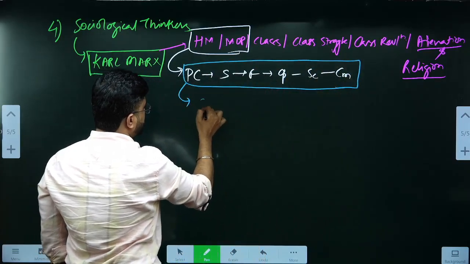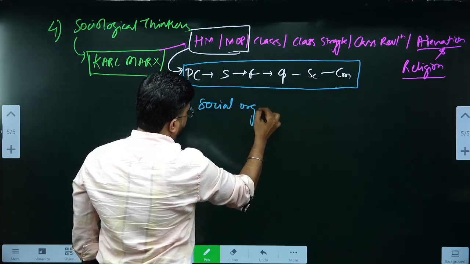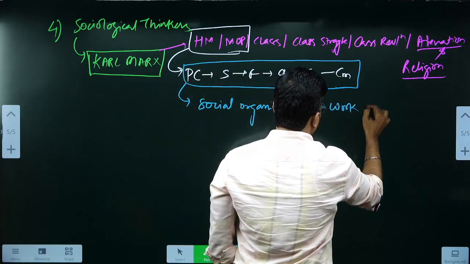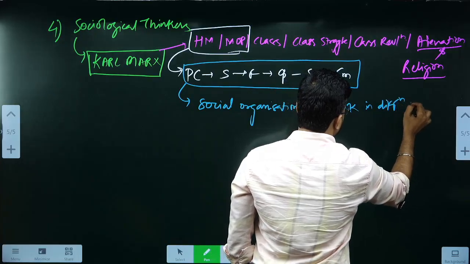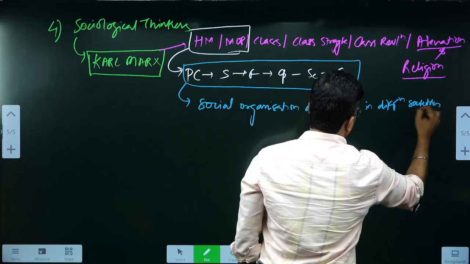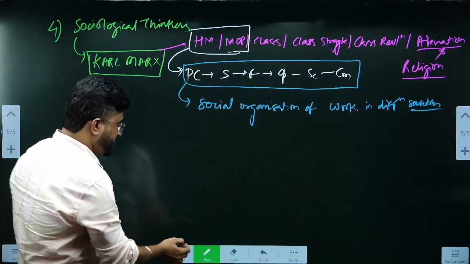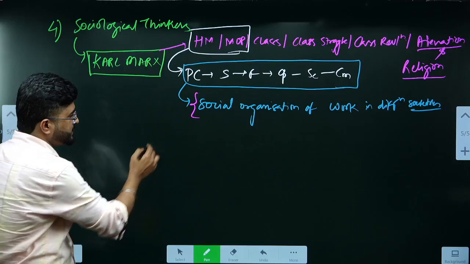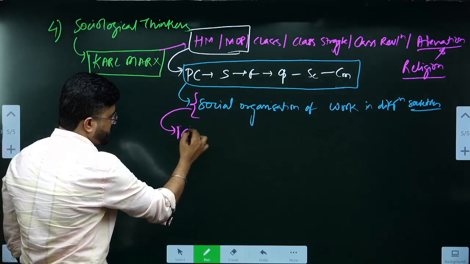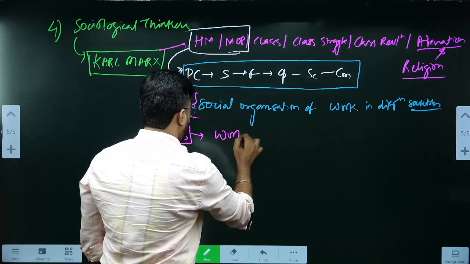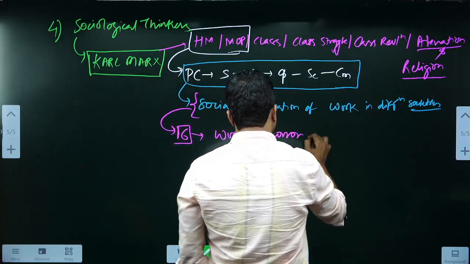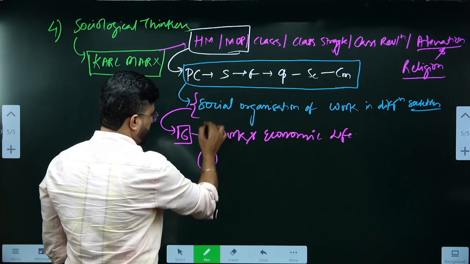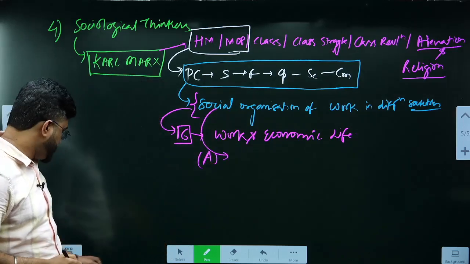Okay, now with this particular chart itself, it should come to your mind that this is nothing but social organization of work in different societies. Am I right? This particular section, social organization of work in different societies, is part of your chapter 6, which talks about work and economic life. And here part A talks about social organization of work in different types of societies.